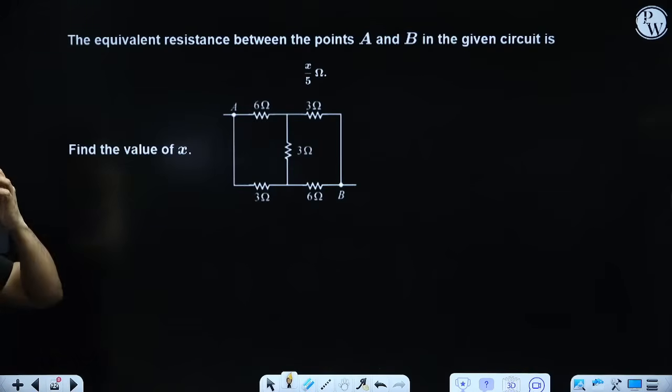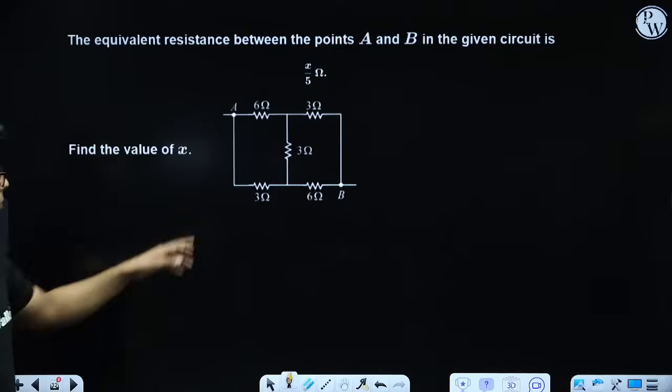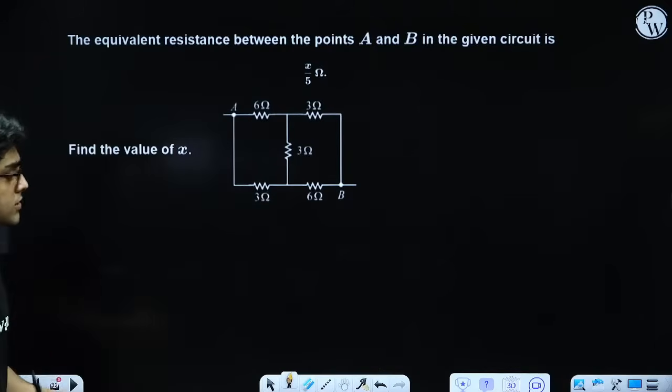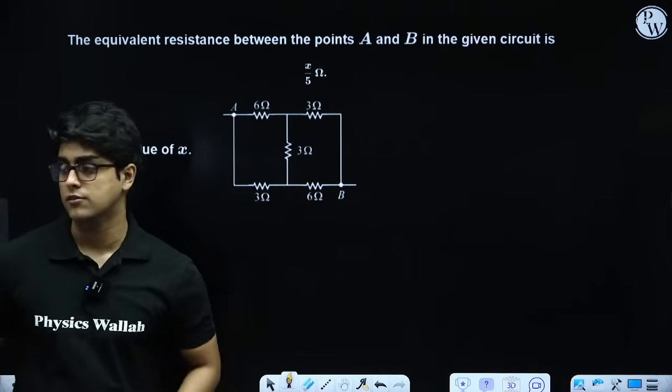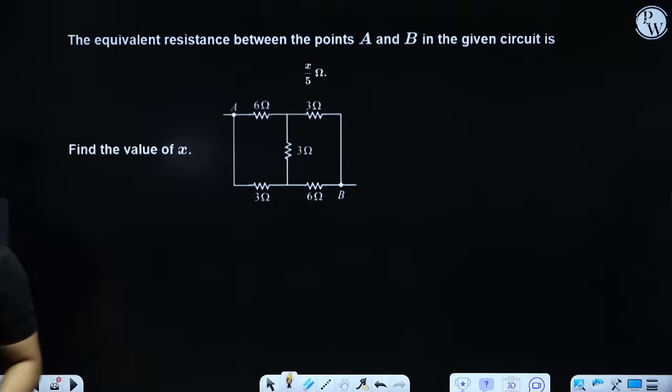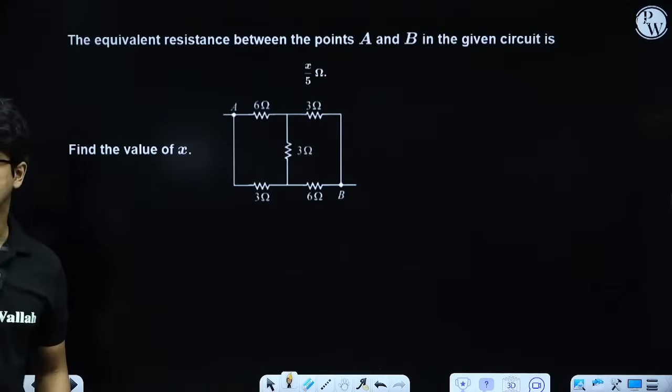All right, so now we solve this question. The equivalent resistance between points A and B in this circuit is what we are asked. So try out this problem, guys. Yes, Alex, it would be 265, yes.